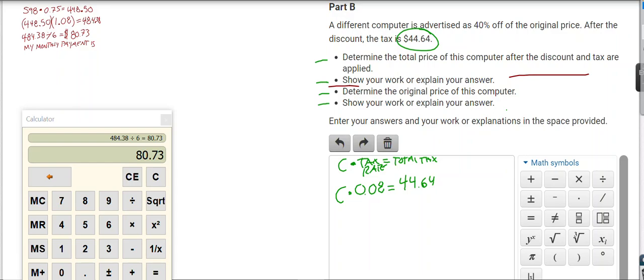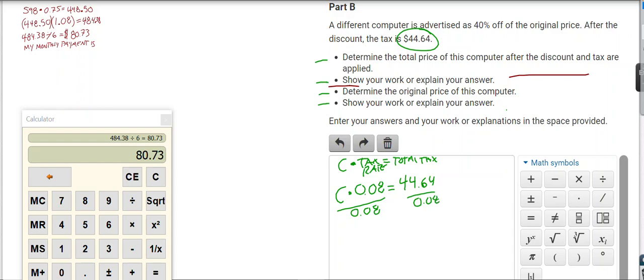What will I do to both sides to get the c by itself? Divide by 0.08. Now, incidentally, if I write do train tracks, does anyone know what that means? No. Any grader outside of Slavens will not know what that means. You'll get 0 credit for saying that.